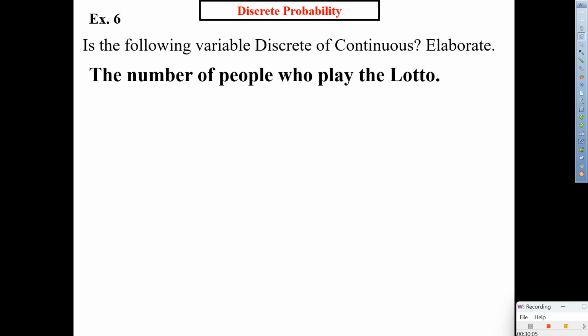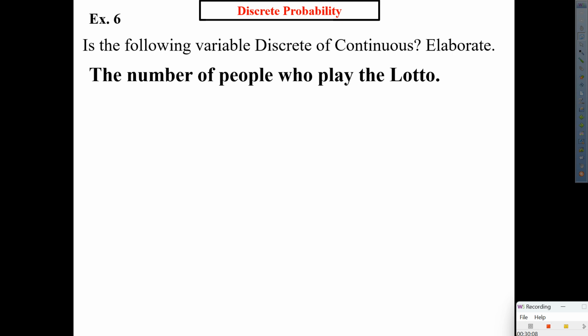The number of people who play lotto. Number of people who play lotto. Everyone. Continuous. Do we know how many people play the lotto? No, it varies. All right?